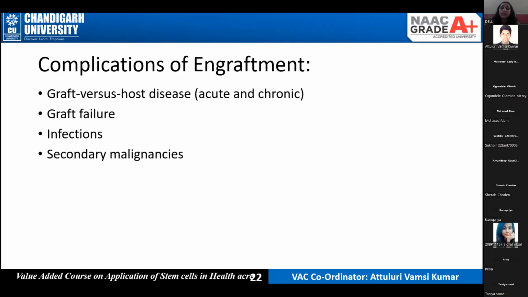The second one is graft failure. Earlier, we also discussed graft failure. In graft failure, it occurs when transplanted hematopoietic stem cells fail to establish sustained hematopoiesis in the recipient, leading to persistent cytopenias and clinical deterioration.